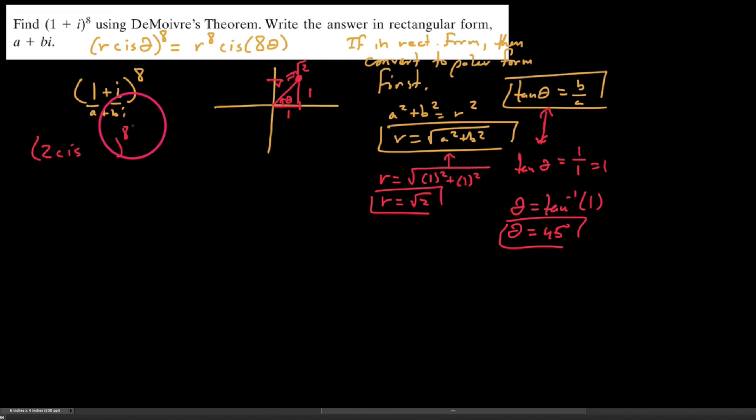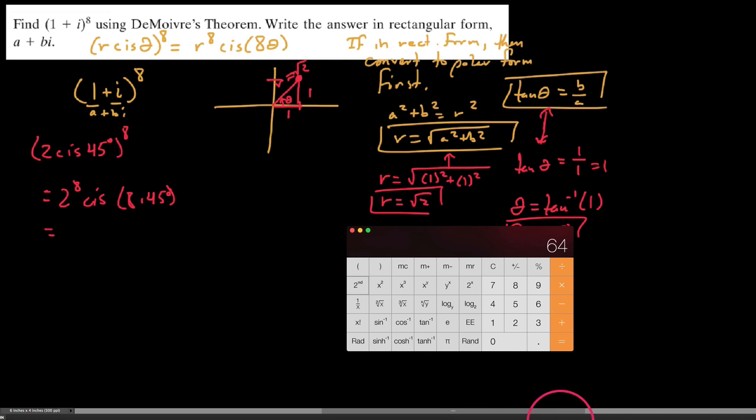And so I'm going to work with this in degrees, but we say this is 45 degrees right here. So what we want to do essentially is raise this to the 8th power. What we get is then just 2 to the 8th cis 8 times 45 degrees. And so pretty easy to simplify. First things first, let's go ahead and do this.